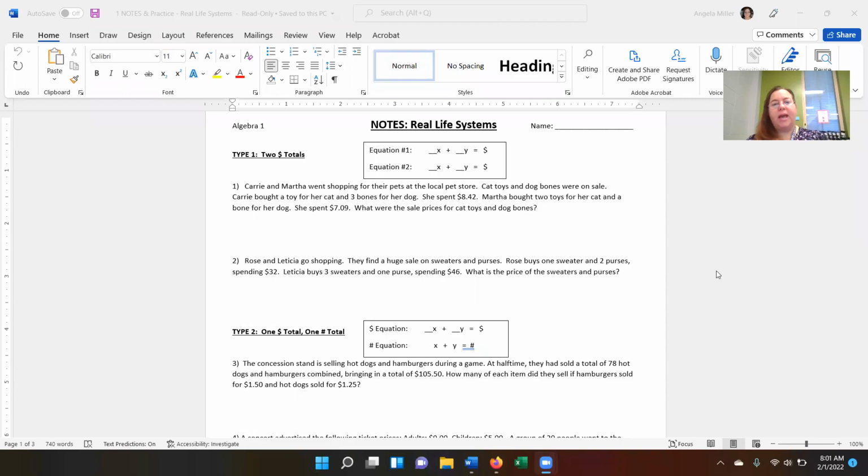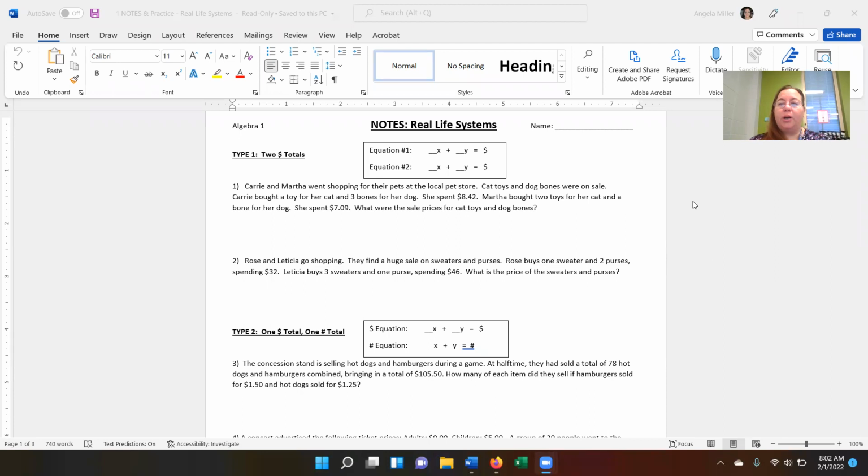All right, so for today, we are going to start learning about word problems that we are going to use either substitution or elimination for. So today, all we're going to do is read through each of the word problems and determine what the equation should look like. We're not going to solve for X and Y today. We're just going to determine what the equation should look like.